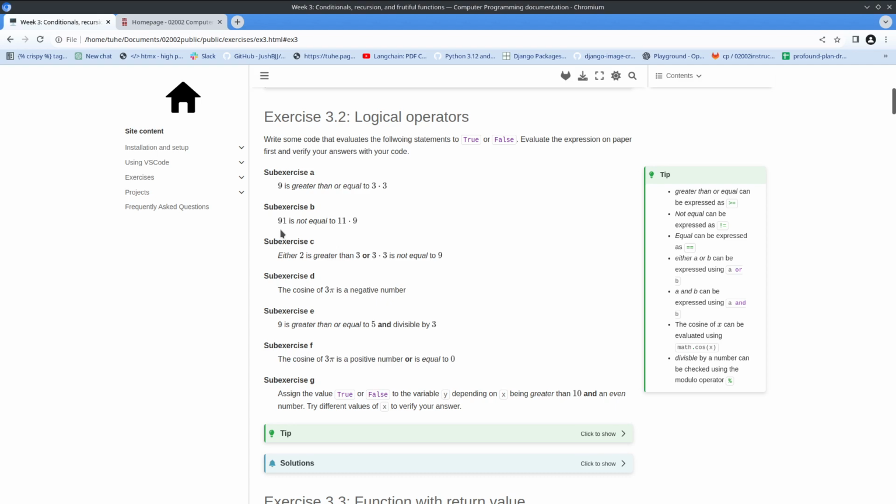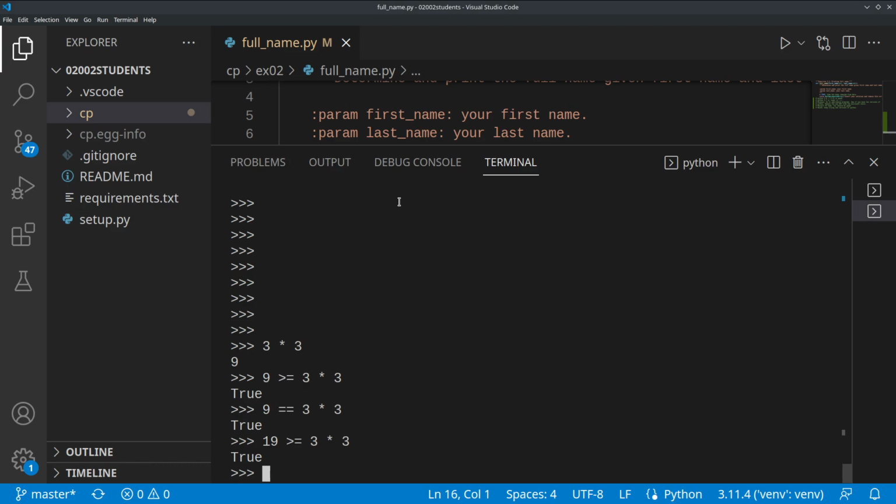Now we are supposed to check if 91 is not equal to 9 times 11. So 91, let's first check if it's equal to 9 times 11 like this. It's not, because this is actually going to be 99. So how can I check if it's not equal? Well, this is just where you need to know something, because to write that something is not equal, we can use the not equal operator. So the way we write it is the exclamation mark followed by equals, and you just have to know this is how you make that comparison.